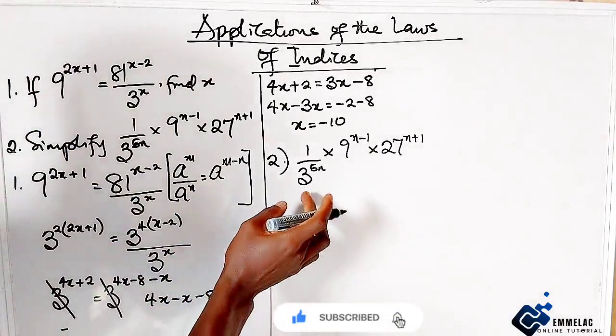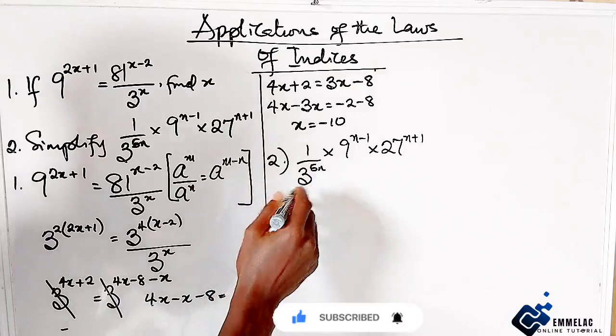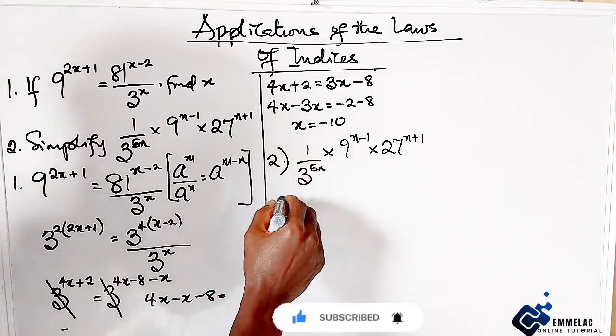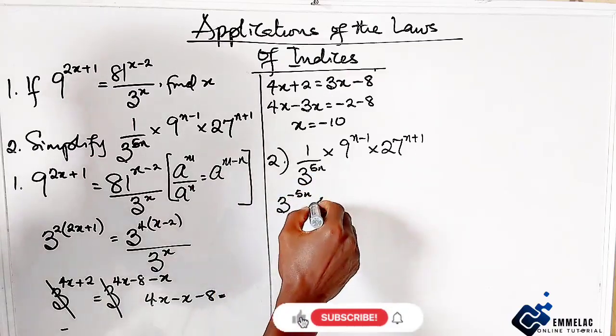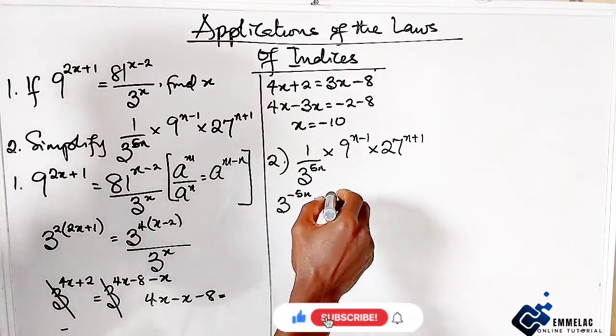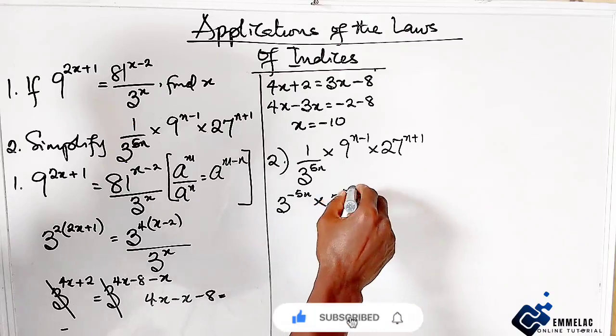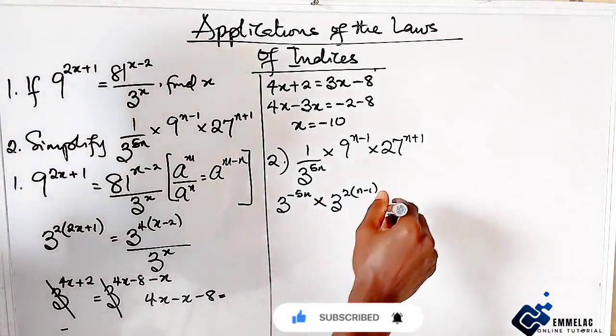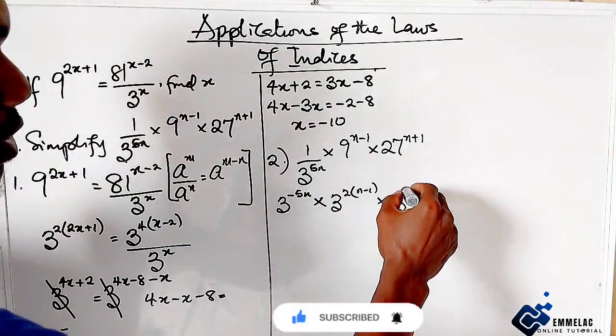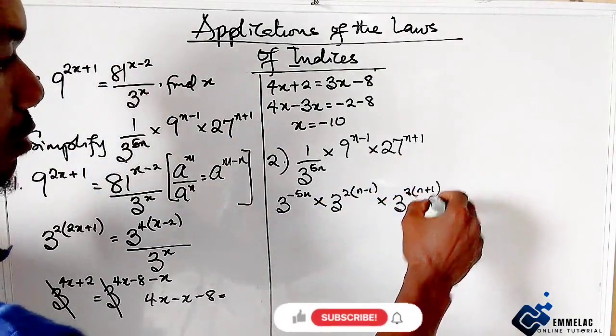So here you can make this a linear format, and in linear format this is 3 raised to the power of minus 5n. Now changing this to a base of 3, you have 3 raised to the power of 2 into n minus 1, then times, changing this to a base of 3, 3 raised to the power of 3 into n plus 1.